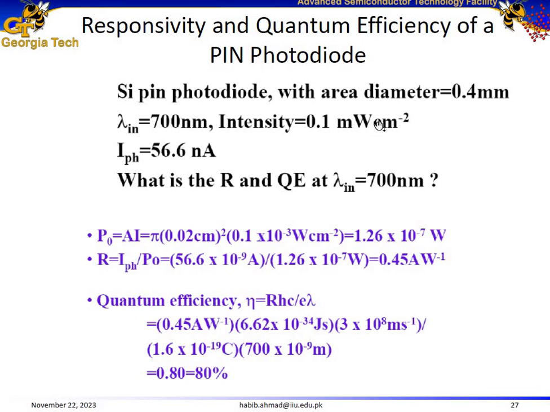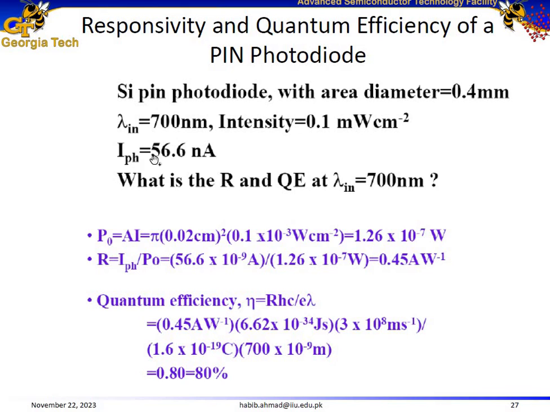Here is an example on calculating the responsivity and quantum efficiency of a PIN photodiode. So assume a silicon photodiode with a cross-sectional area diameter of 0.4 millimeters. So from this diameter we can calculate the radius and cross-sectional area. The incident light wavelength is 700 nanometers and the incident light intensity is 0.1 milliwatt per centimeter squared.